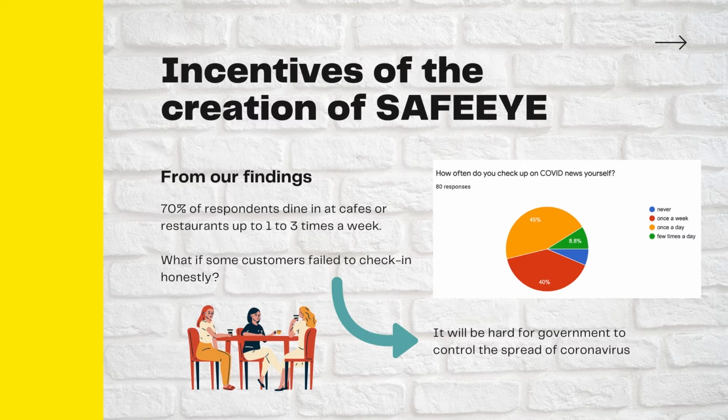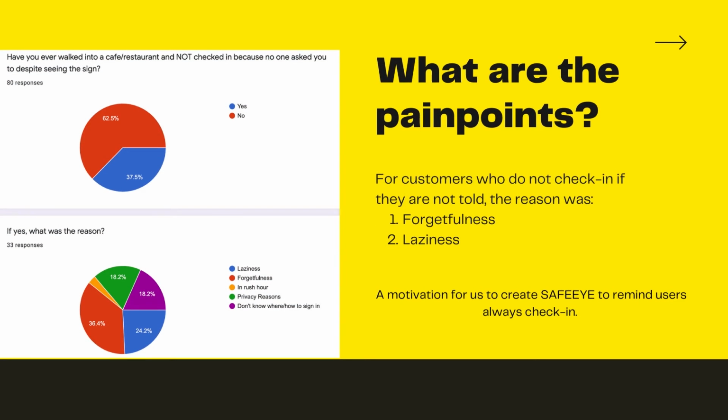If customers fail to check in accurately with personal details due to the current process, it will be hard for the government to control the spread of COVID-19, as it will misrepresent the real-time data and put the whole city on the verge of a virus outbreak. Some other results that we obtained from our survey is that one of the main reasons for people not checking in when they are told to do so is because of forgetfulness and laziness.